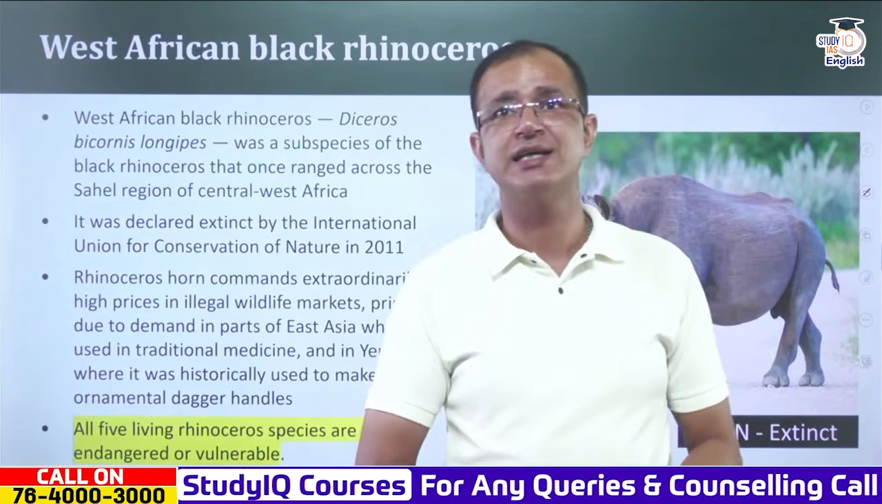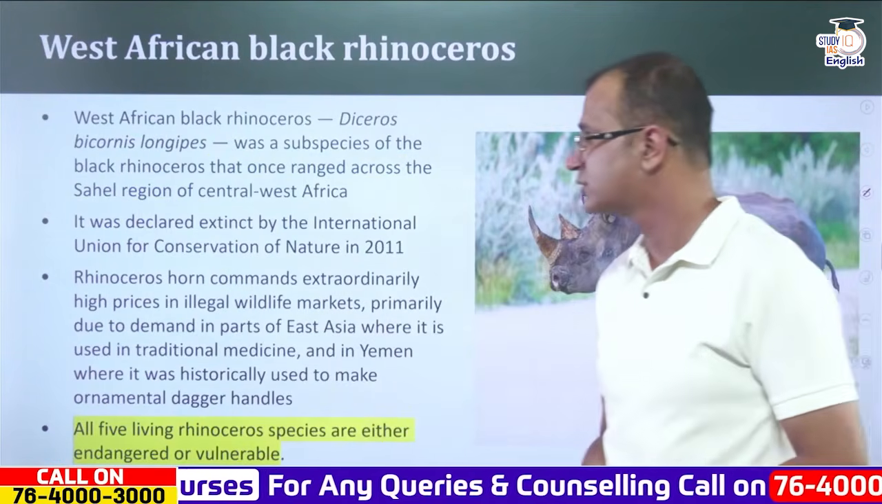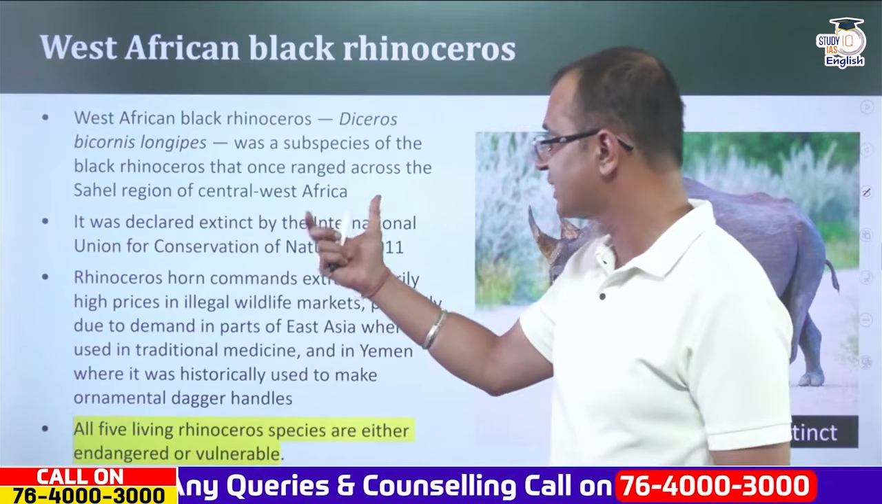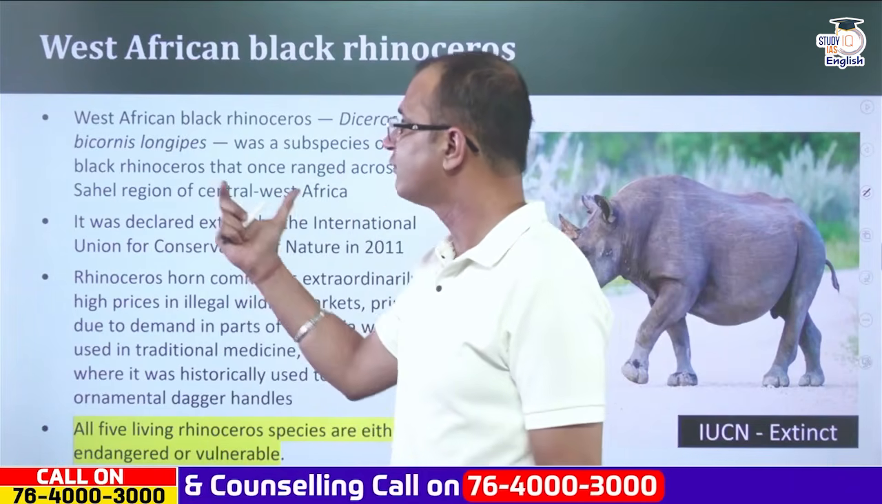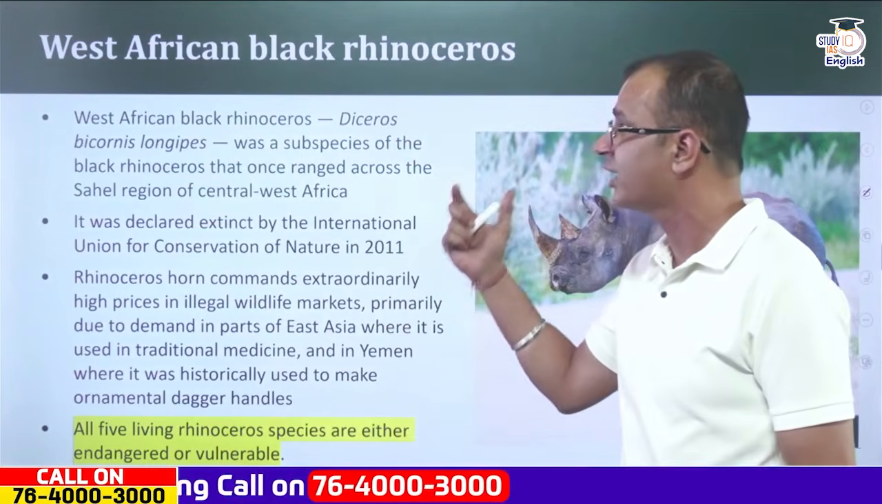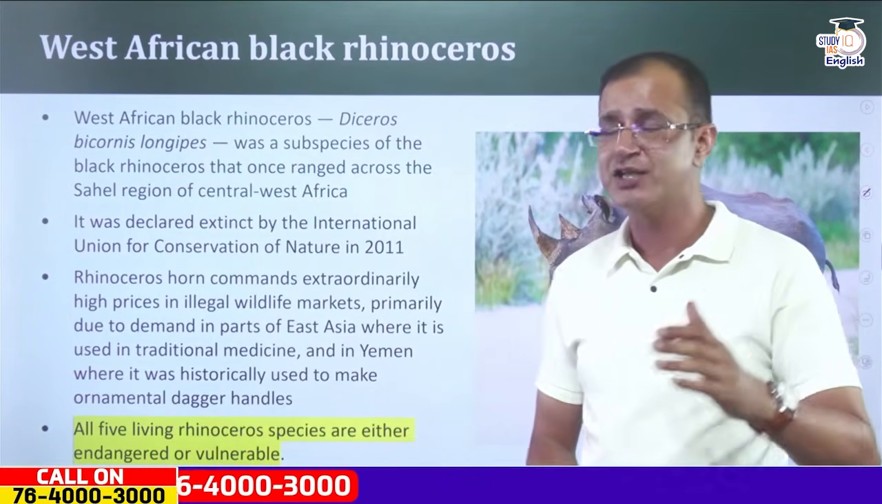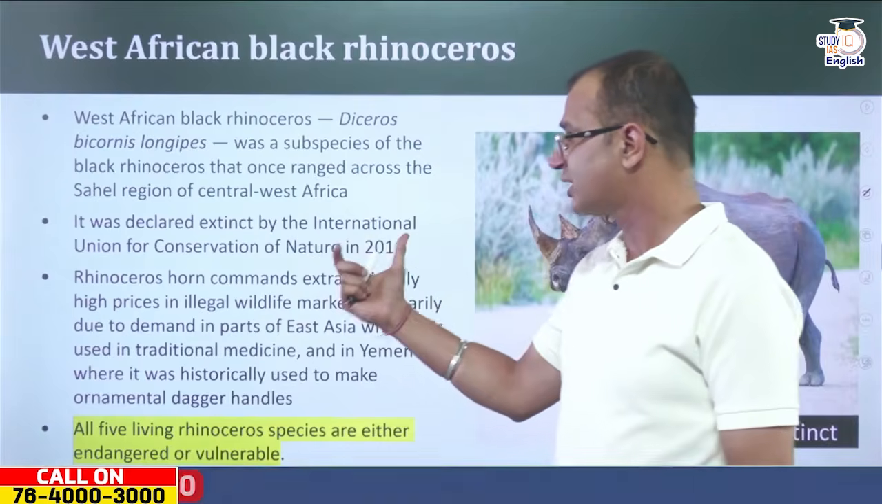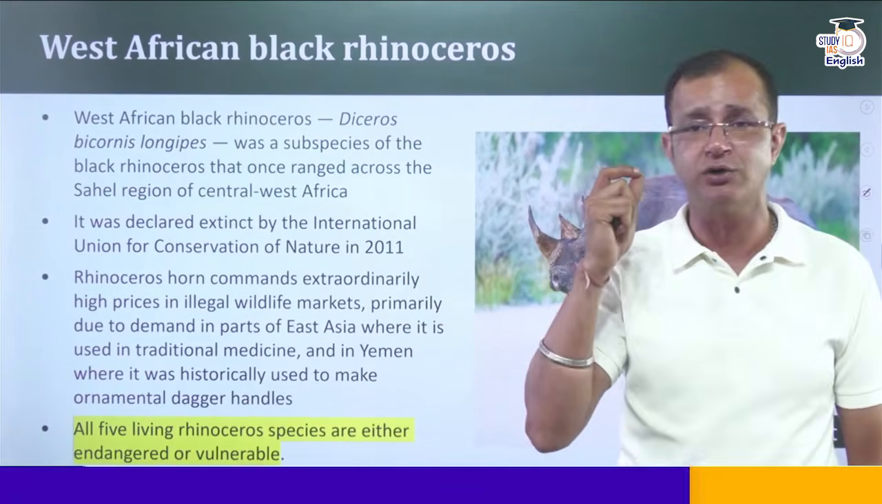The next species is the West African black rhinoceros. It was a subspecies of the black rhinoceros that once ranged across the Sahel region of Central West Africa. It was declared extinct by the IUCN in 2011.